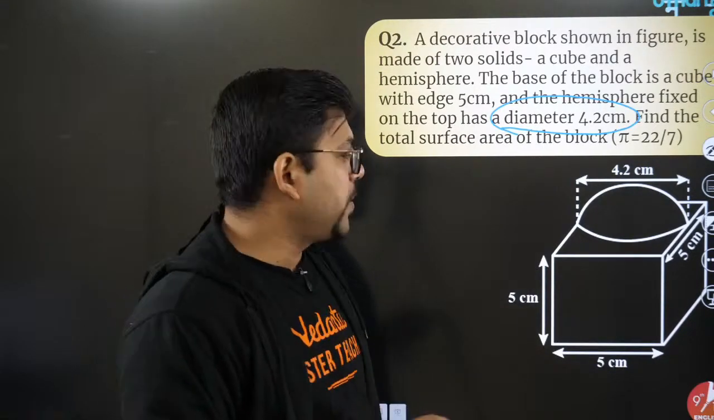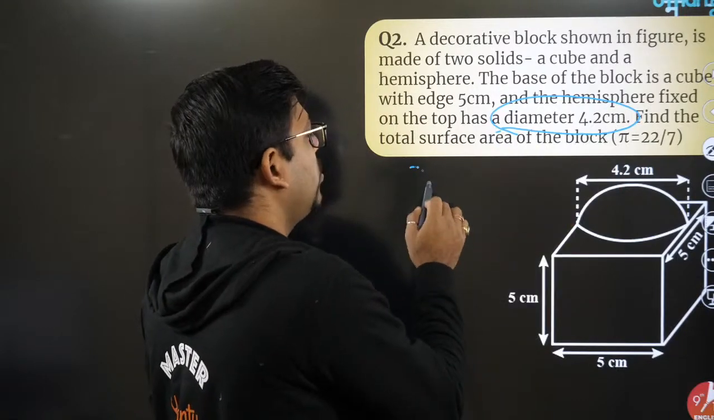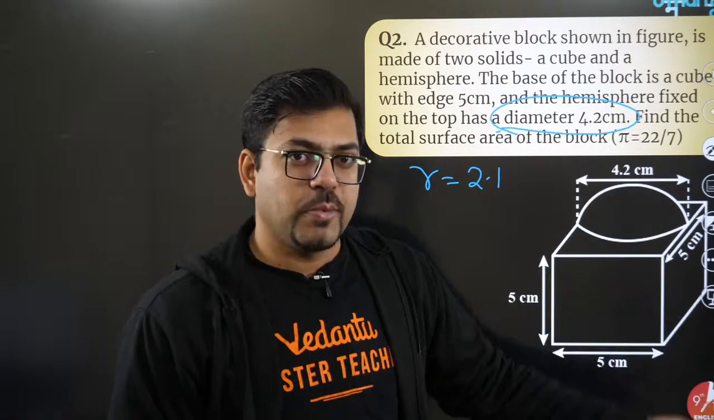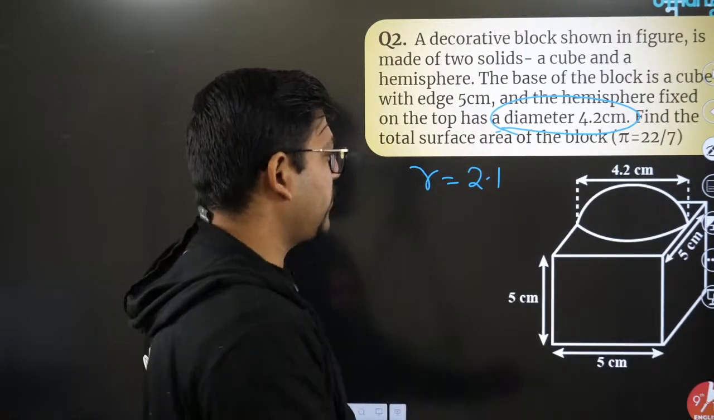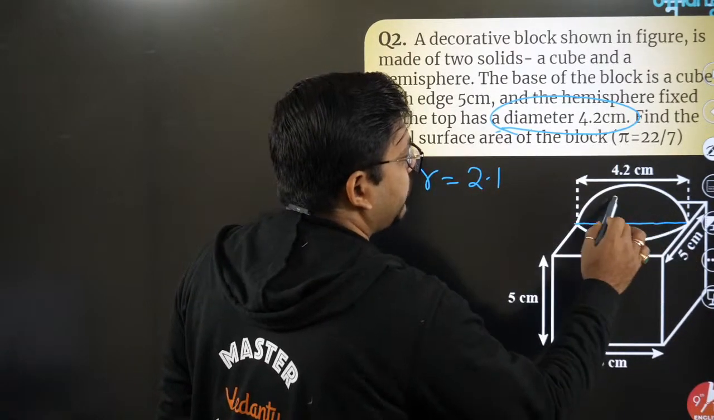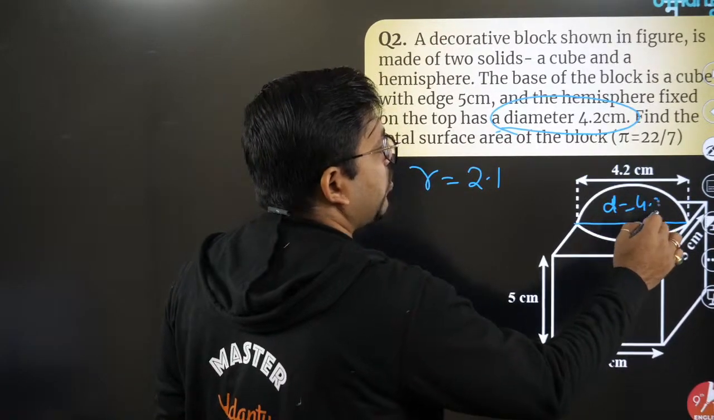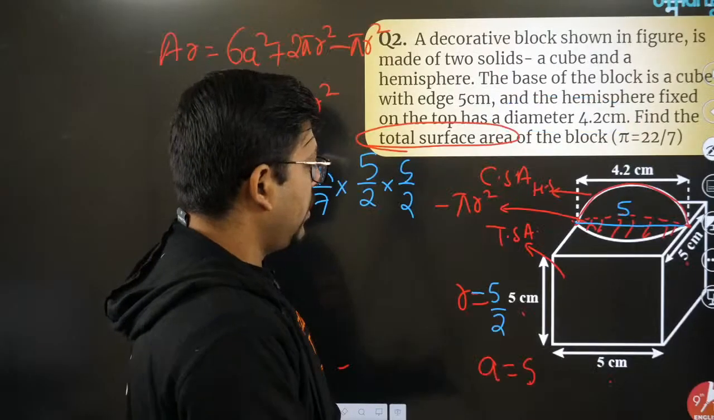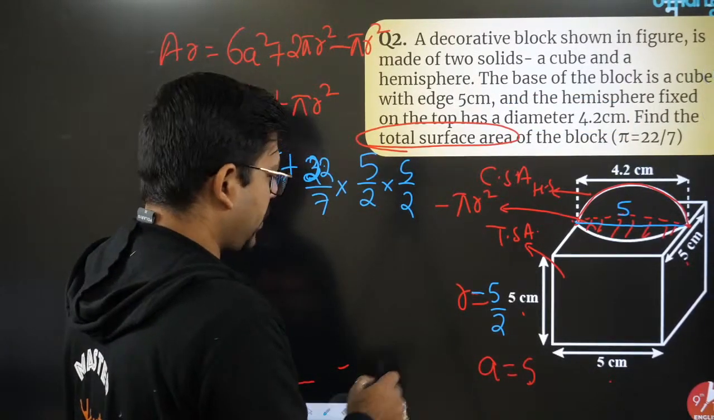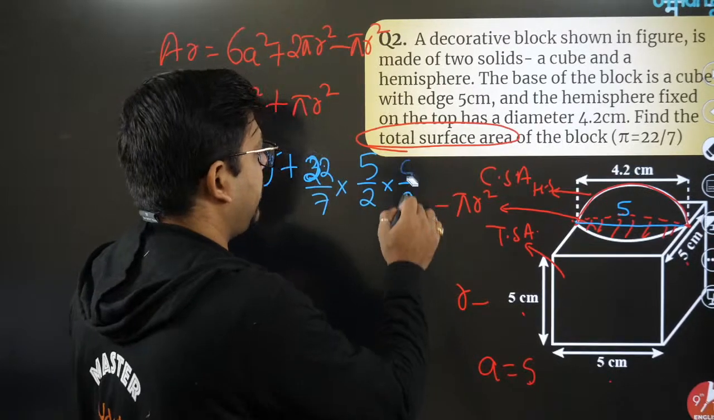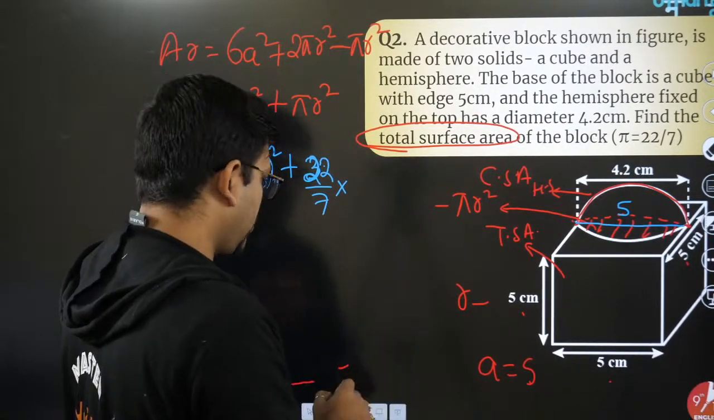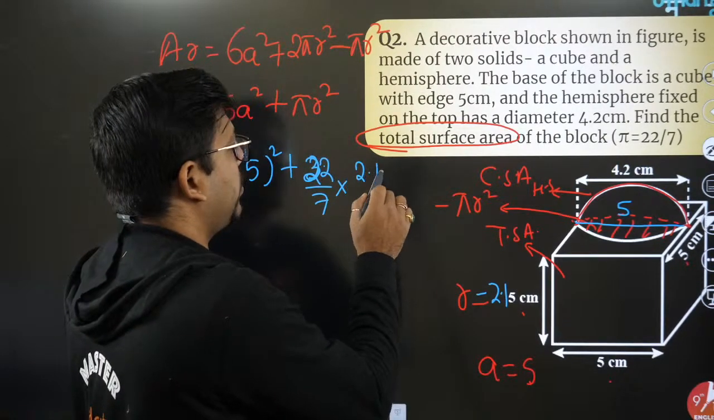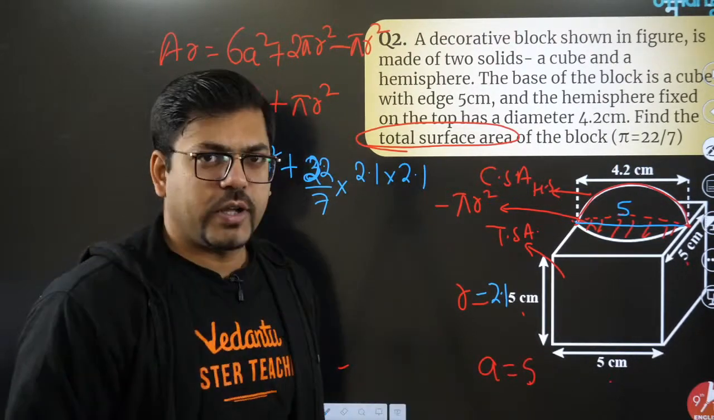Nimish, I got it. Radius will be 2.1 because diameter is given 4.2. I thought it is not given. So according to the figure, I was able to see that it should be 5 by 2. Very sorry for that. So if diameter is already given, 4.2, then radius will be 2.1. So instead of writing 5 by 2, you should write 2.1, and here also 2.1 into 2.1. So then you can solve it pretty easily.